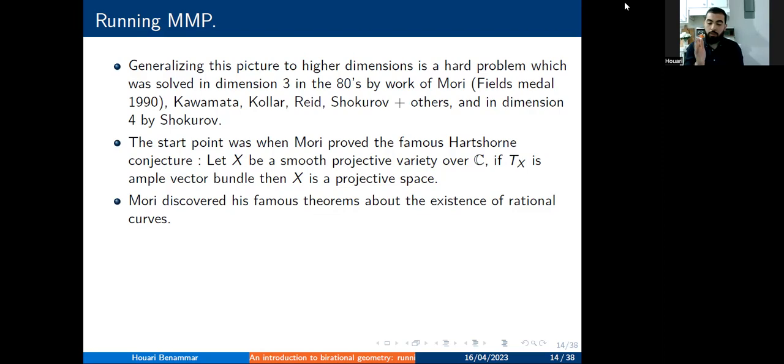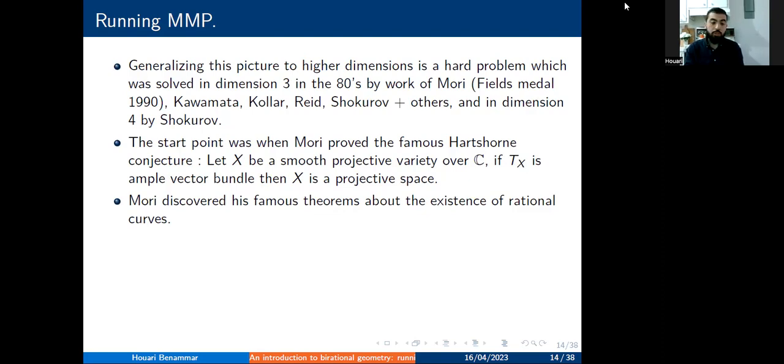So Mori, for his work, earned his Fields medal, and Kawamata also made a lot of progress. Kollár and Russian people like Reid and Shokurov. So Shokurov is the advisor of Birkar. So Birkar also earned a Fields medal. Okay, and the program was finished in dimension 4 by Shokurov. Okay, so the starting point was when Mori proved the famous Hartshorne conjecture.